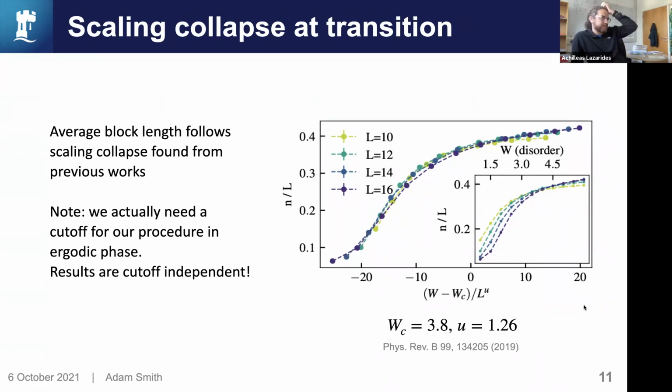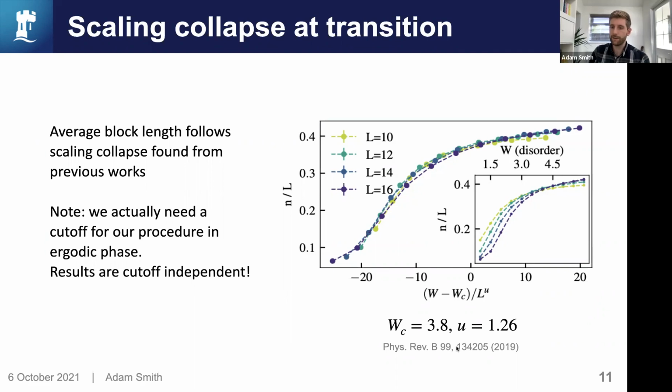So yes, you say here that the results are cutoff dependent in the ergodic phase, fine. But even in the localized phase, if I choose a different algorithm, how sensitive is the output to that? So I guess there's two things I can say about this.